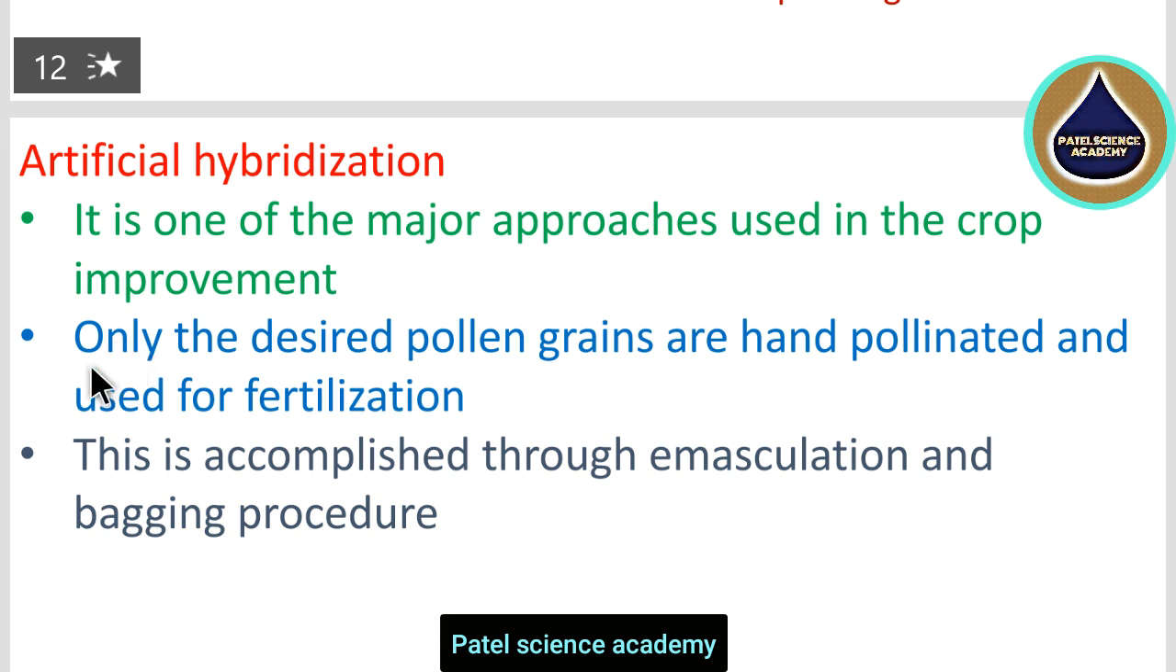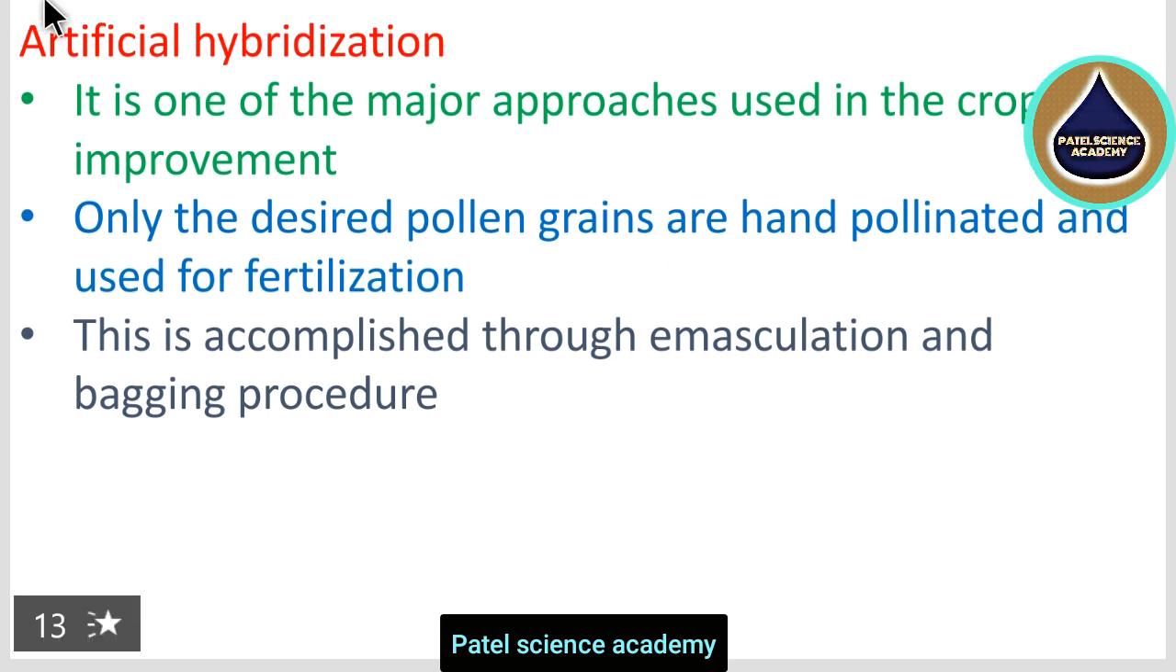Only the desired pollen grains are hand pollinated and used for fertilization. Hand pollinated means it is done artificially, and this is accomplished through the emasculation, bagging and tagging procedure. About the emasculation, bagging and tagging procedure, I'll explain to you in the next lecture, which is a very important and very interesting process done by humans.